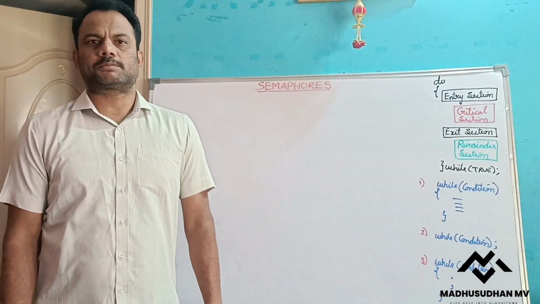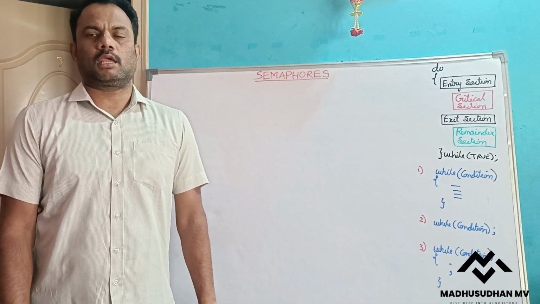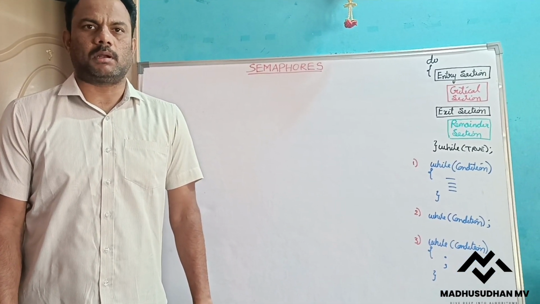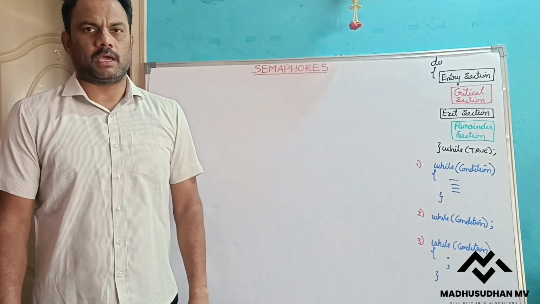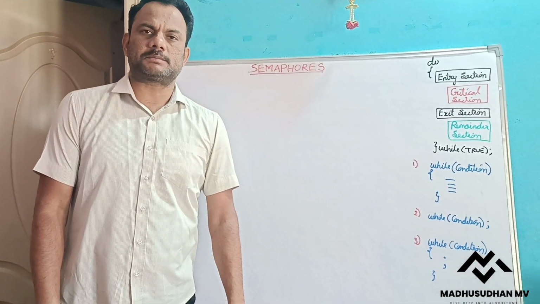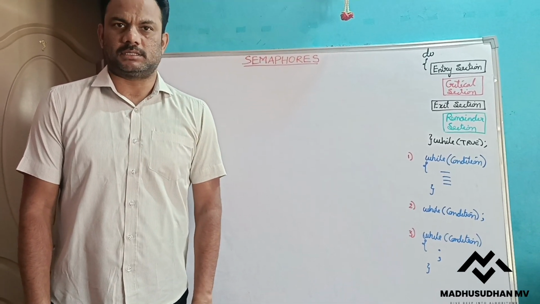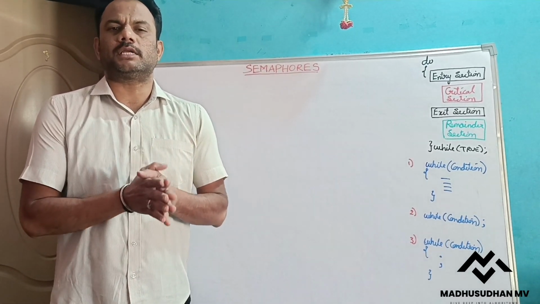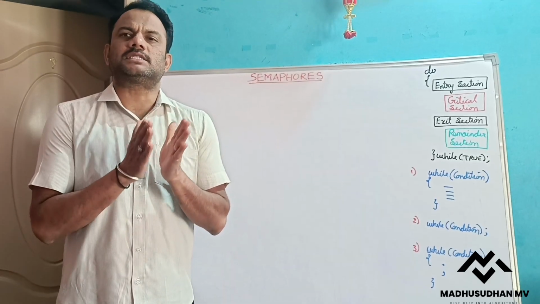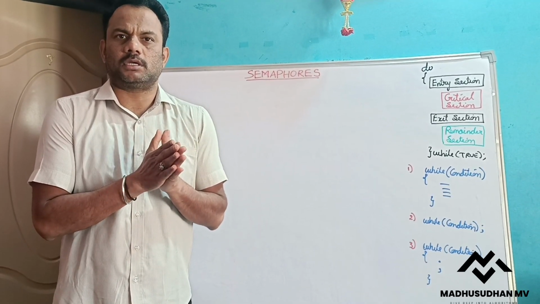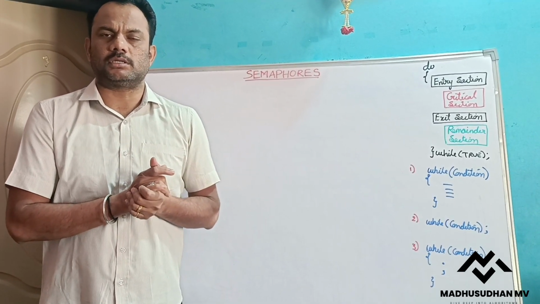In this video, I'm going to explain one more technique used to solve the critical section problem, that is semaphores. In my previous video, I already explained one simple software solution, that is Peterson's solution. What is the advantage of Peterson's solution? It is very simple. It is a software solution, with no need of any hardware instructions.